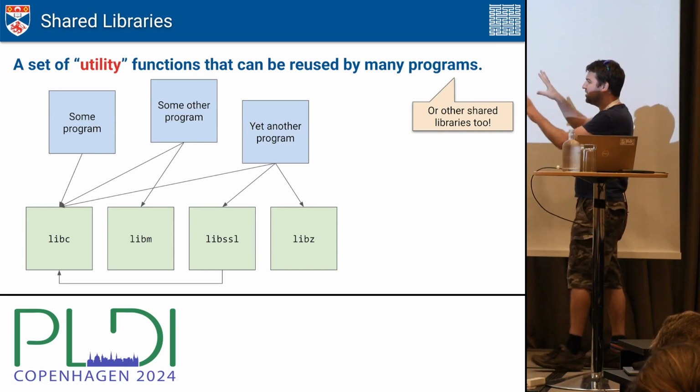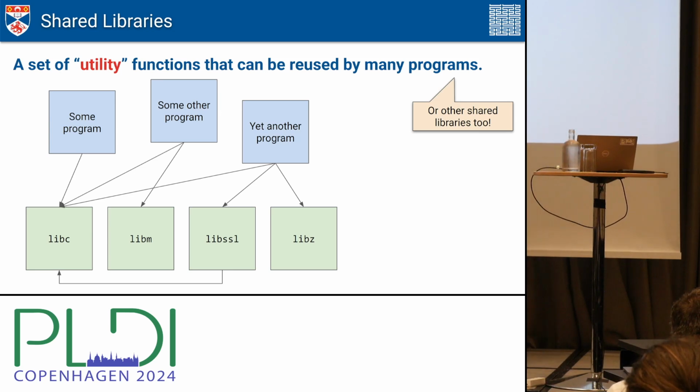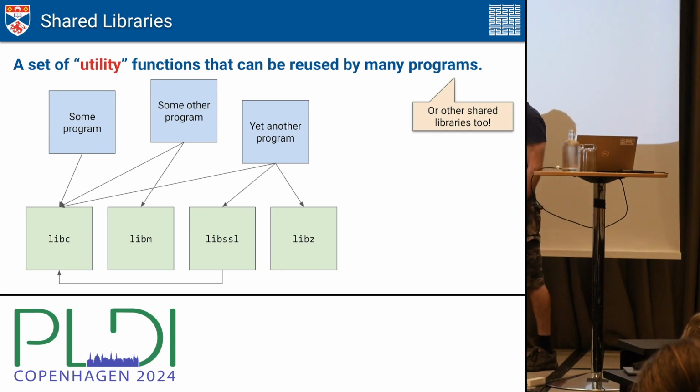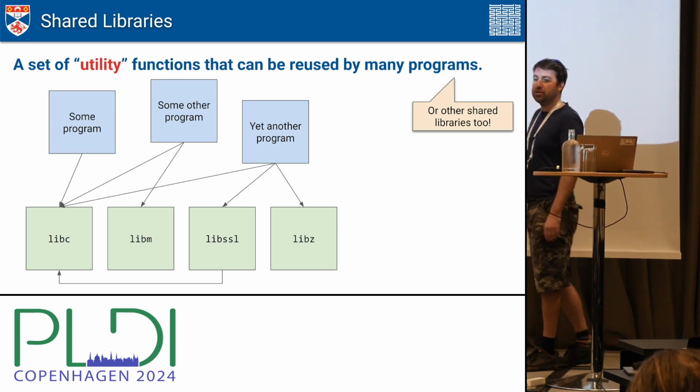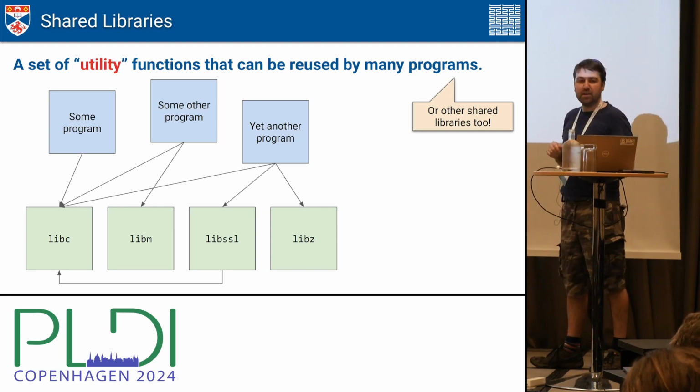And this is what a dependency graph might look like between programs and shared libraries. So we've got some program that depends on libc. We've got some other program that has a dependency on libc and libm. We've got yet another program that depends on libSSL for crypto stuff. libSSL depends on libc, libz for compression. And there's all this complex interaction between programs and shared libraries dependencies.